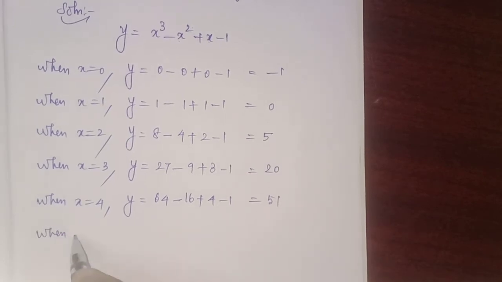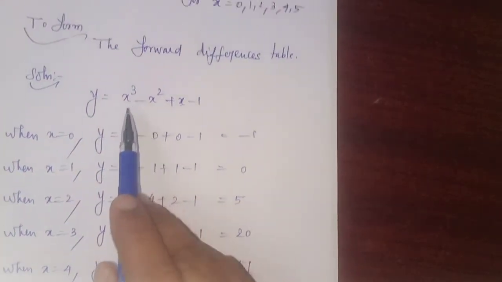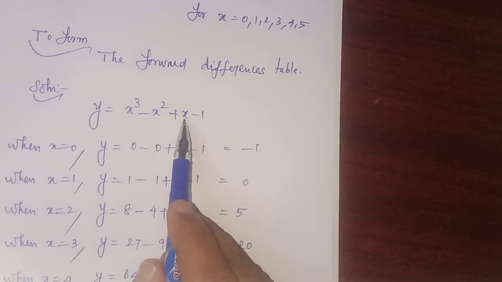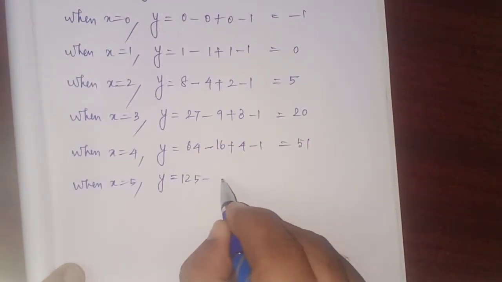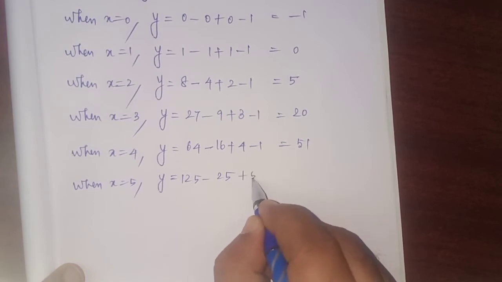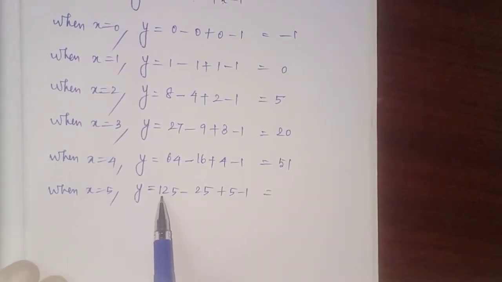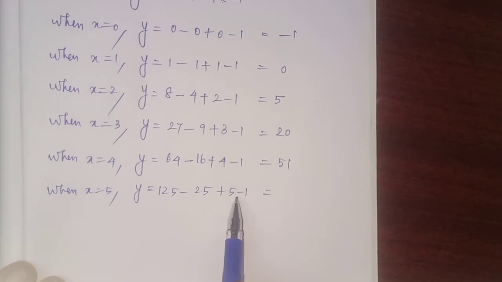Finally, when x equals 5, y is equal to, substitute x equals 5. 5 cube is 125 minus 5 squared is 25 plus x value is 5 minus 1. 125 minus 25 plus 5 minus 1 is equal to 125 minus 25 that is equal to 100. 100 plus 5 is 105. 105 minus 1 that is equal to 104.